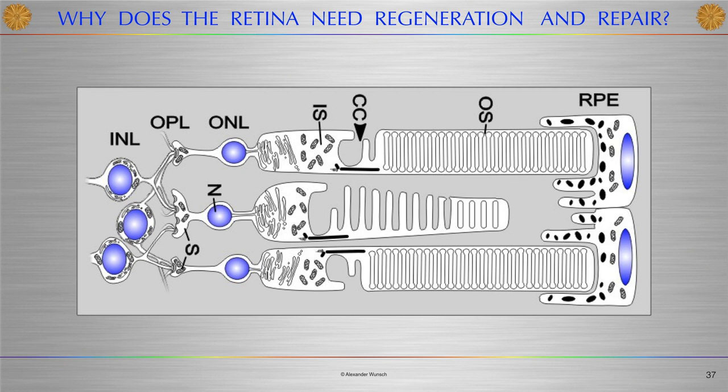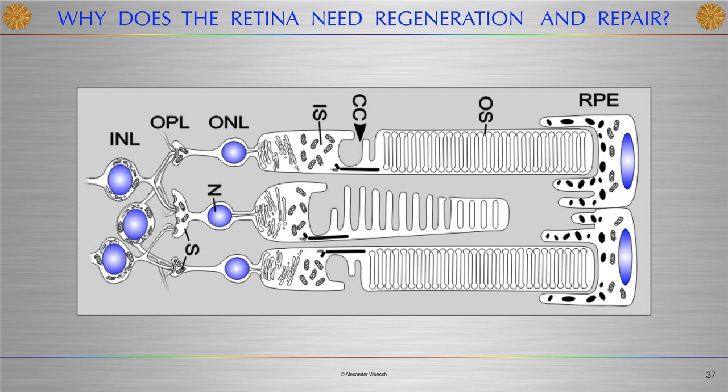So why does the retina need regeneration and repair? About 10% of these membrane discs carrying the rhodopsin has to be recycled every 24 hours. 10% will be shed into the retinal pigment epithelium, which has to digest all this debris and trash. And in fact, it's really stressful for the retina to perform the process of vision. And I brought an experiment which will demonstrate this to you in a way that you might never forget it in the rest of your life.